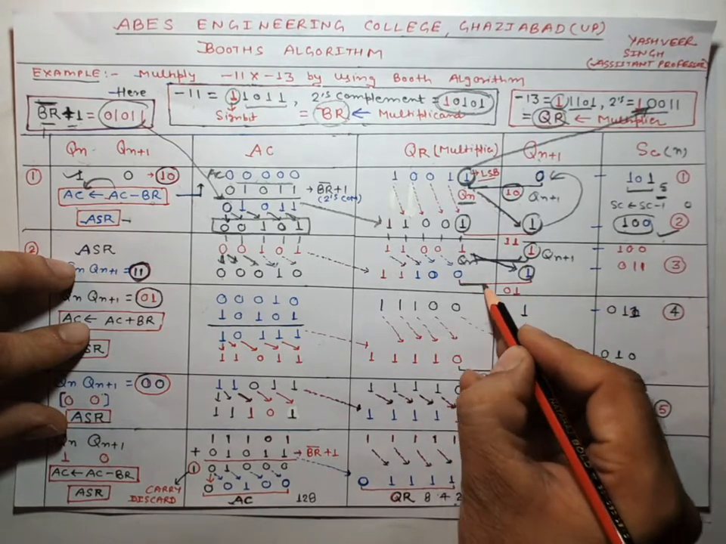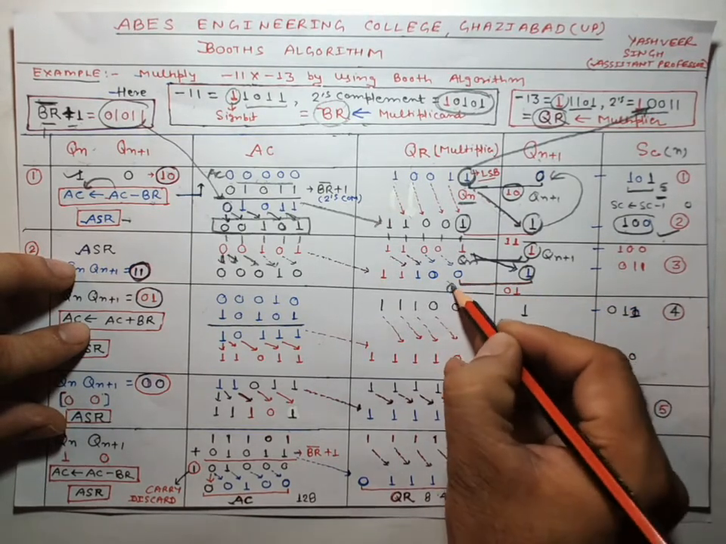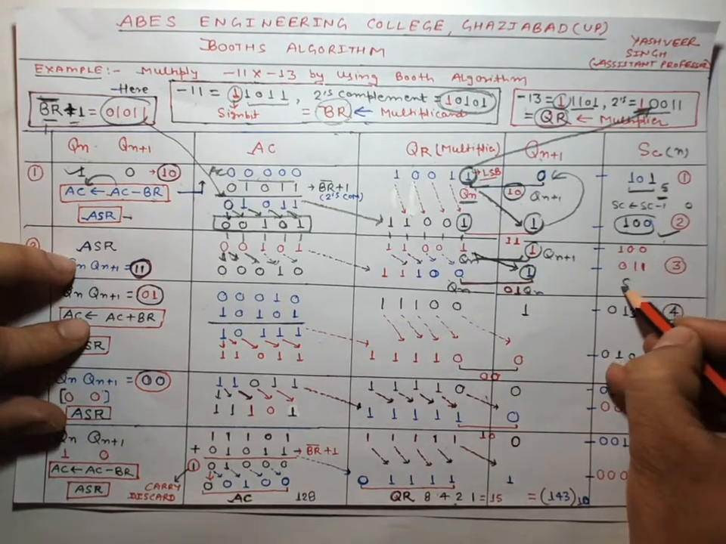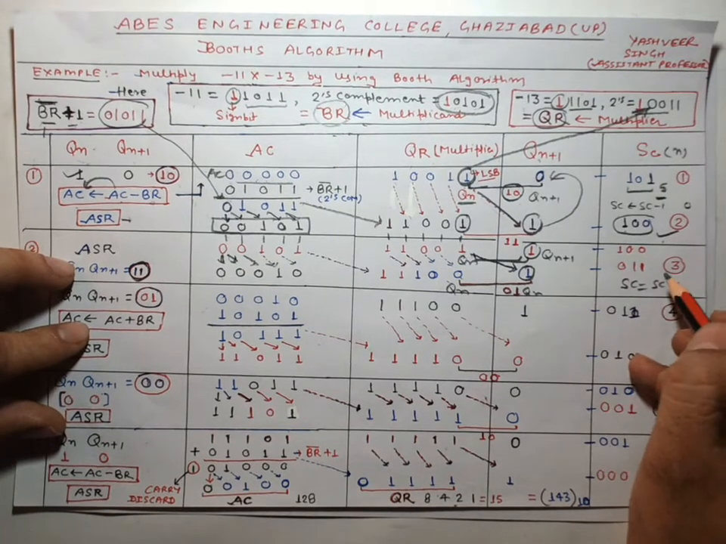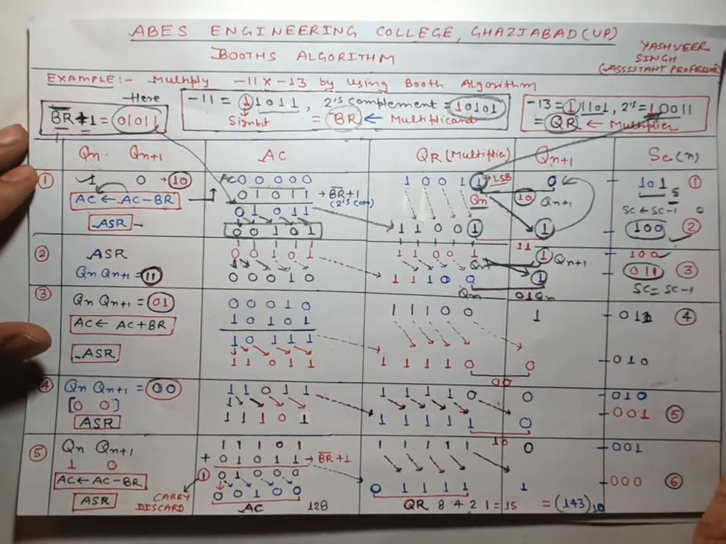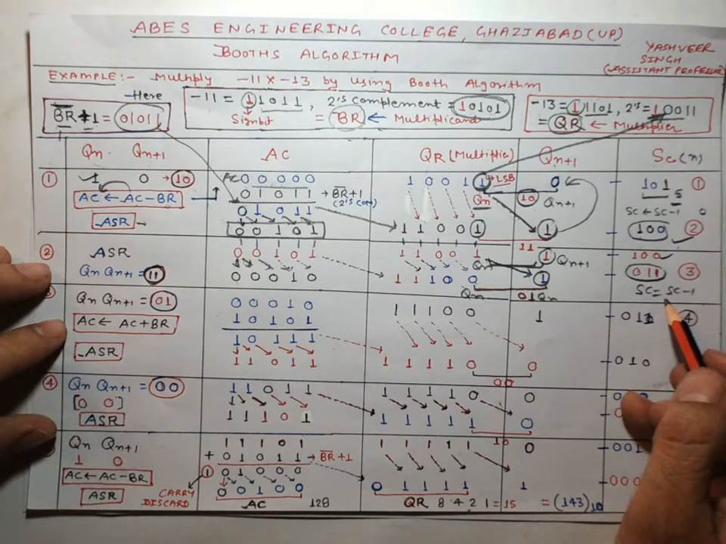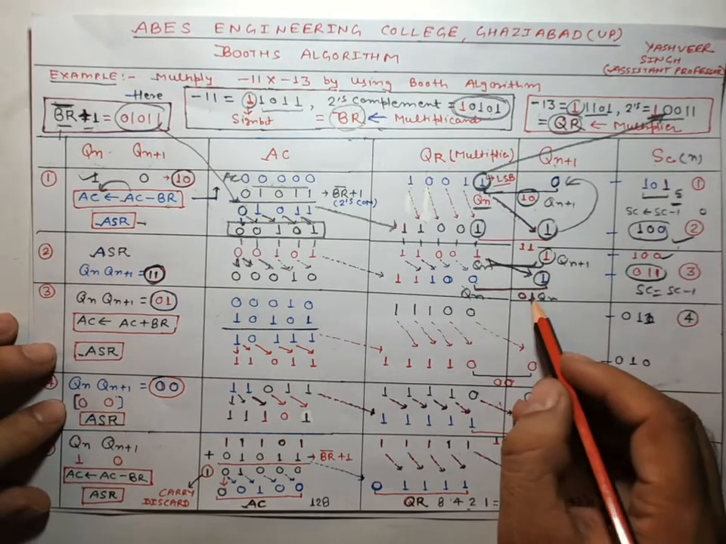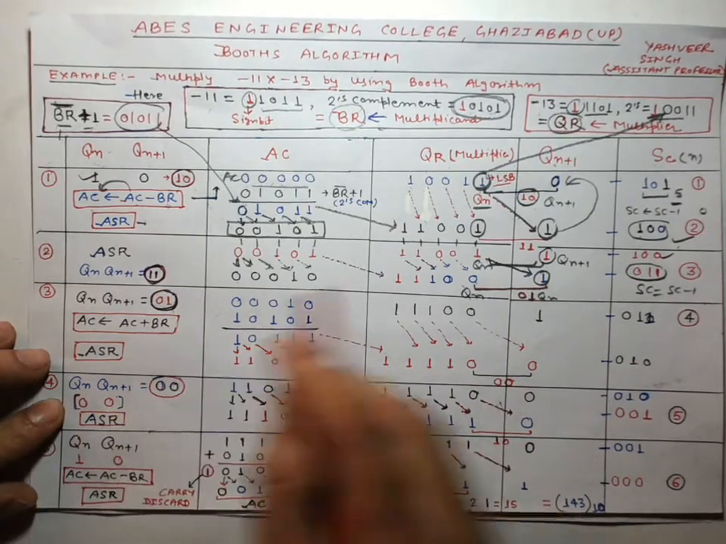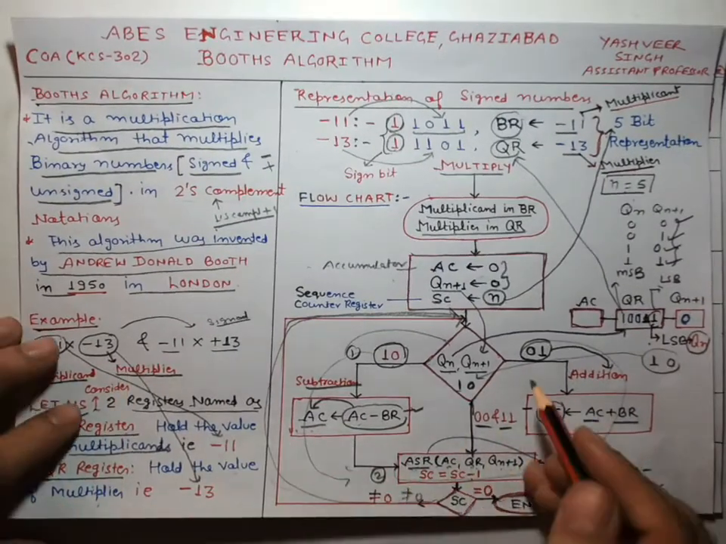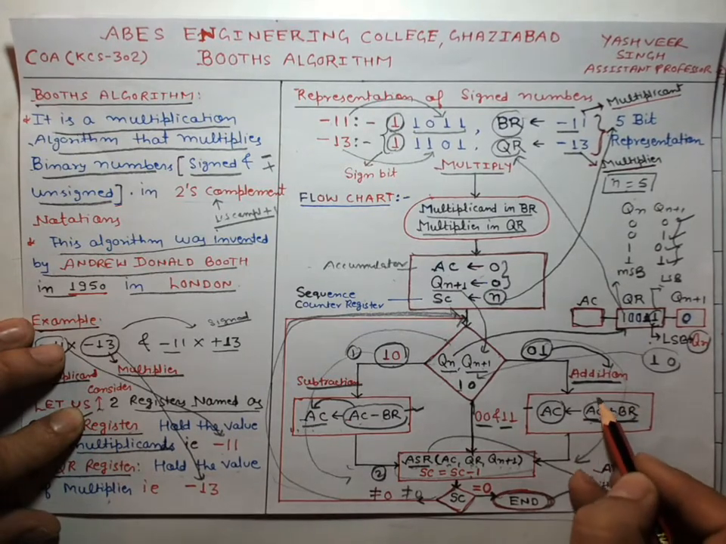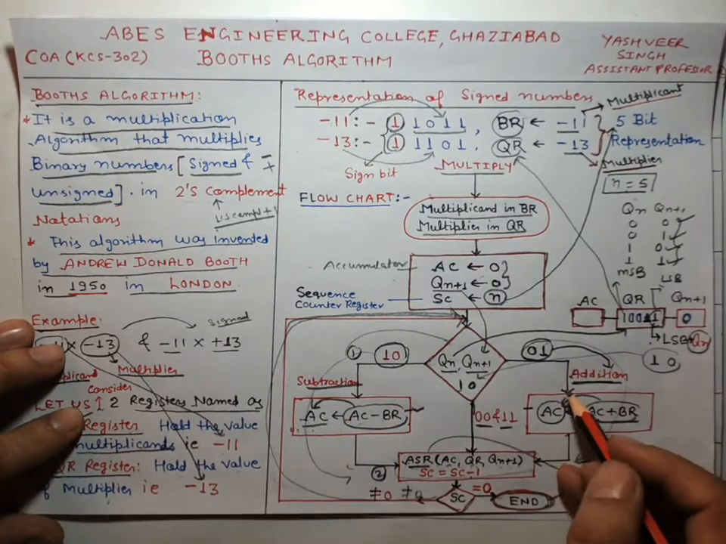Then the next possible combination of Qn and Qn plus 1 is 0 and 1. And SC equals SC minus 1, 4 minus 1 equals 3. This process will continue until SC equals 0. Now the new value of Qn and Qn plus 1 is 01. If we have 01, then we will follow this step, which means addition. Addition means AC plus BR is stored in AC. Okay, we will follow this step.